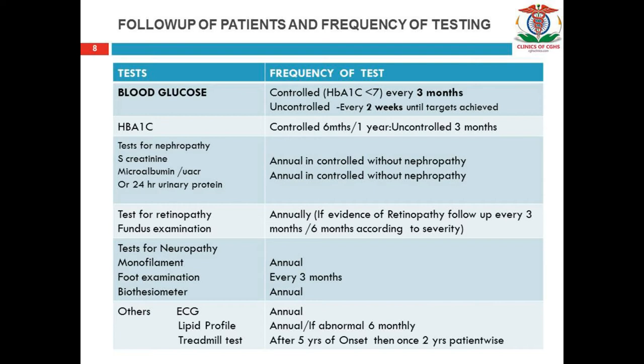A retinopathy patient has to be referred to an ophthalmologist every year in controlled patients and in patients without any retinopathies. But in patients with retinopathy, they have to be referred every 6 months, 3 months, or as per the ophthalmologist's suggestion, whenever he is calling, we have to refer the patient to the ophthalmologist.